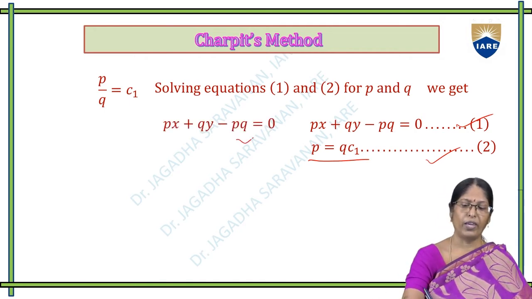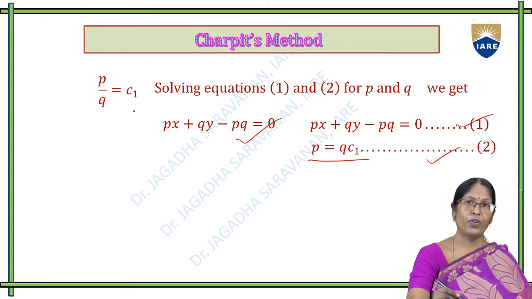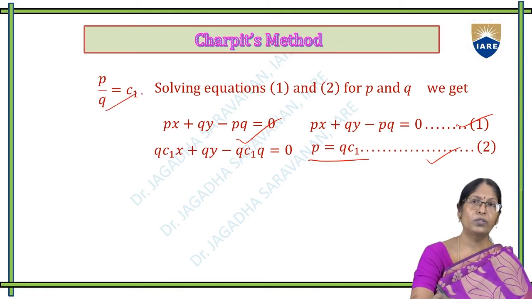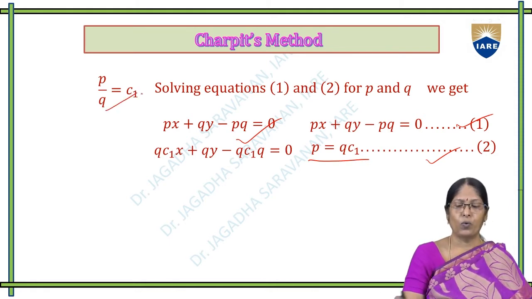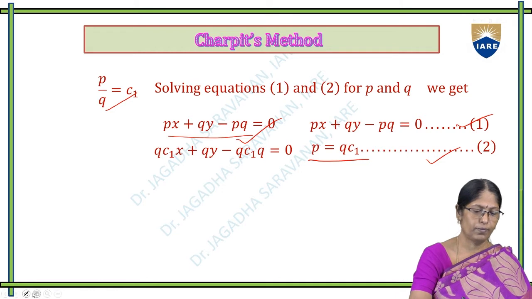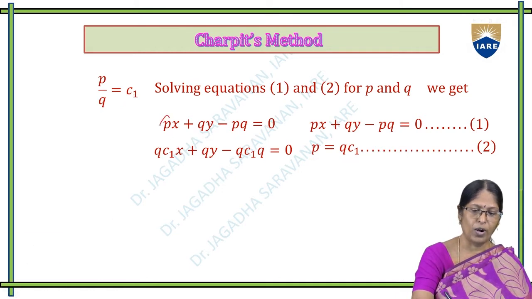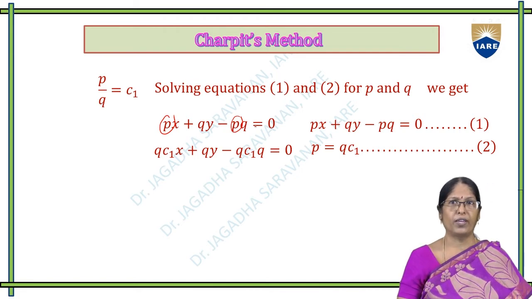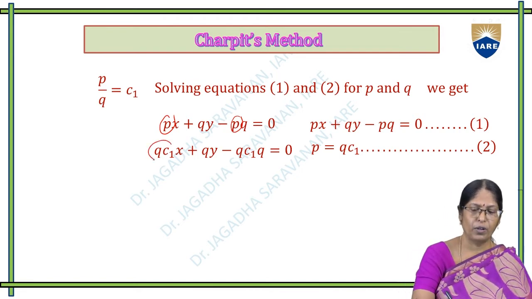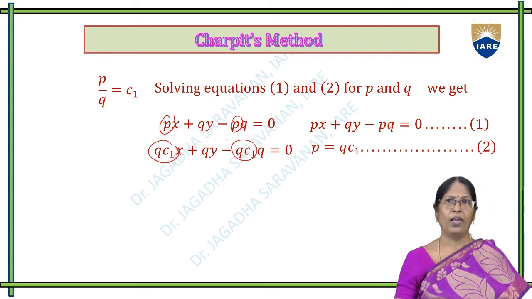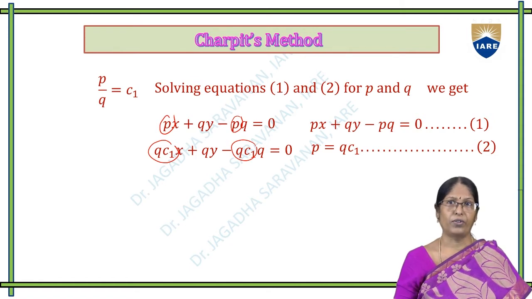This is our equation 1. Just now we obtained p equal to qc1. So wherever p is there in the equation, we are going to substitute. The two places where p is there, we substituted qc1. The remaining terms we didn't touch at all; as they are, they are written.